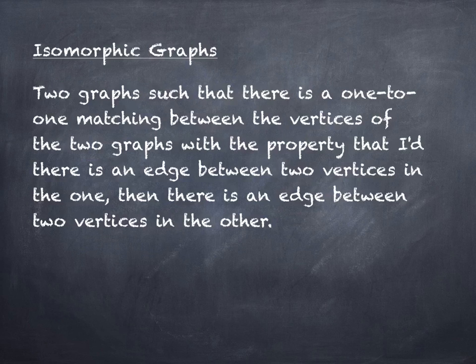Next one, so this is the one Tyler was talking about before class and making fun of the fact that it said isomorphic. I'm not sure why, but isomorphic graphs. Two graphs are isomorphic if there is a one-to-one matching between the vertices of the graphs with the property that, it should say if, sometimes autocorrect just doesn't work so well, if there is an edge between two vertices in the one, then there is an edge between two vertices in the other. So jot that down, and then we're going to do an example.